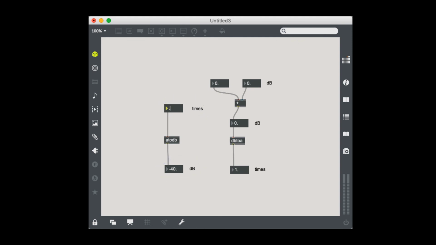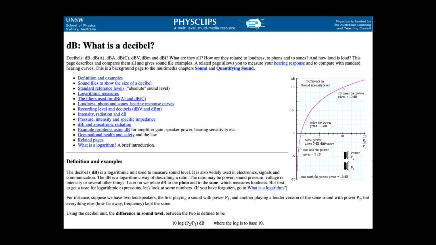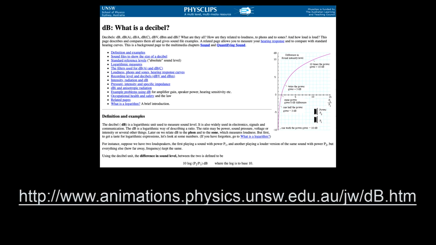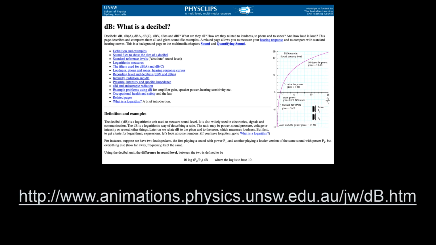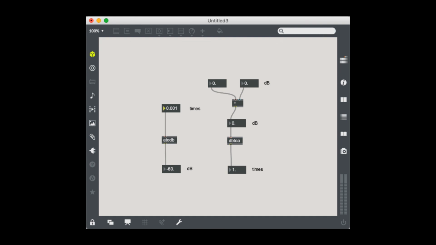If you want to know more, an excellent reference is provided on the University of New South Wales School of Physics site, PhysClips. Here's the URL. I hope that gives you some insight into the use of decibels and ratios and their role in gain in audio systems.